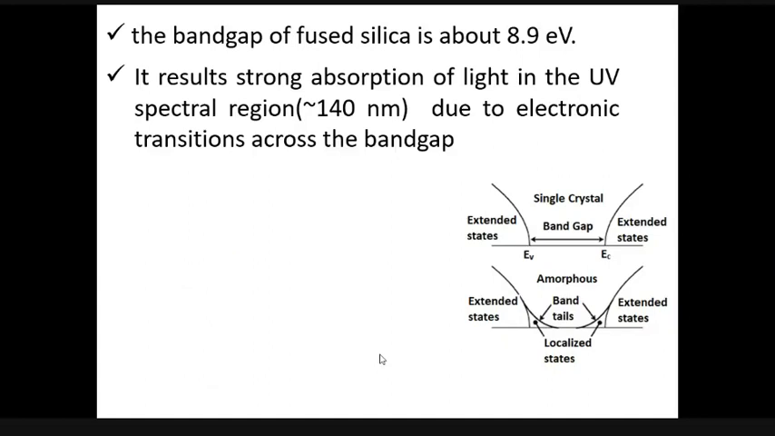And another thing is that we are using silica in the fused form, and you know that if we have a crystalline material, then this is the band structure. This represents the valence band, this is the conduction band, and here the band gap is sharply defined in the crystalline material.